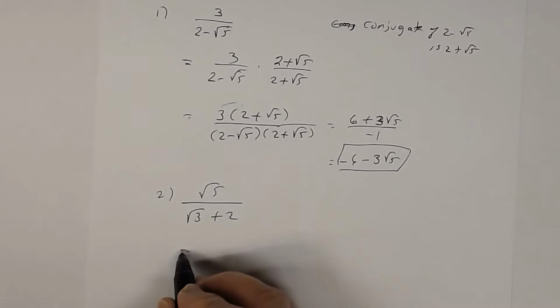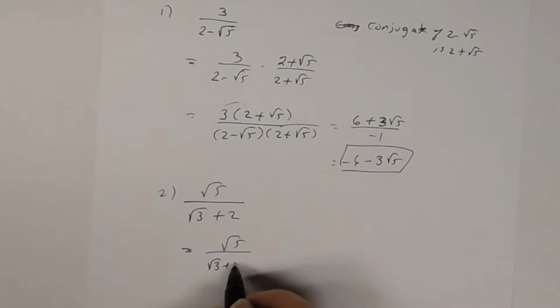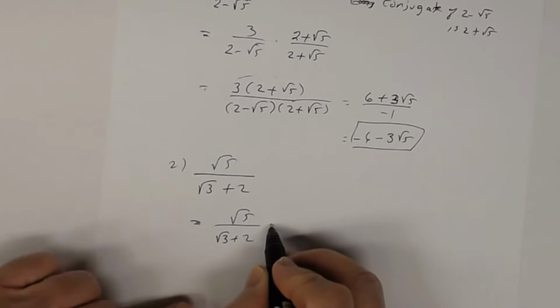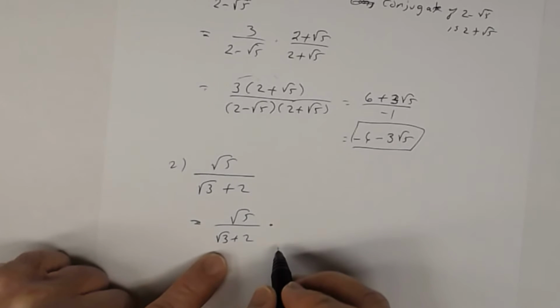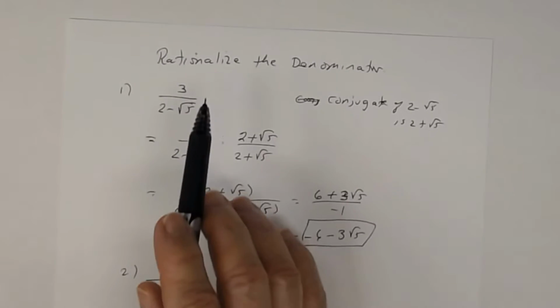So it'll still work out. So you get the square root of 5 divided by the square root of 3 plus 2. Someone else could have written it as 2 plus the square root of 3, right? Does not matter. If you multiply both numerator and denominator by the conjugate, you want to get rid of that square root. Remember, you want to rationalize the denominator.